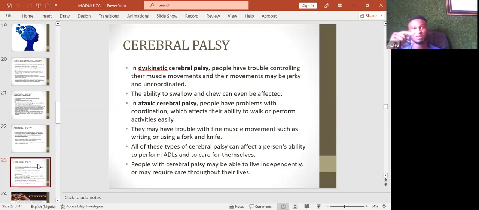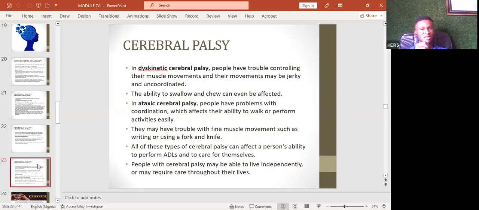All these types of cerebral palsy can affect a person's ability to perform activities of daily living, and they won't be able to care for themselves. Someone who cannot control his hand or even his leg, how will he wear clothes for himself? How will he take his bath? How will he brush his teeth? You have to control your muscles in a fine direction. They can't control their muscles well, so they will not be able to perform many activities of daily living for themselves. People with cerebral palsy may be able to live.